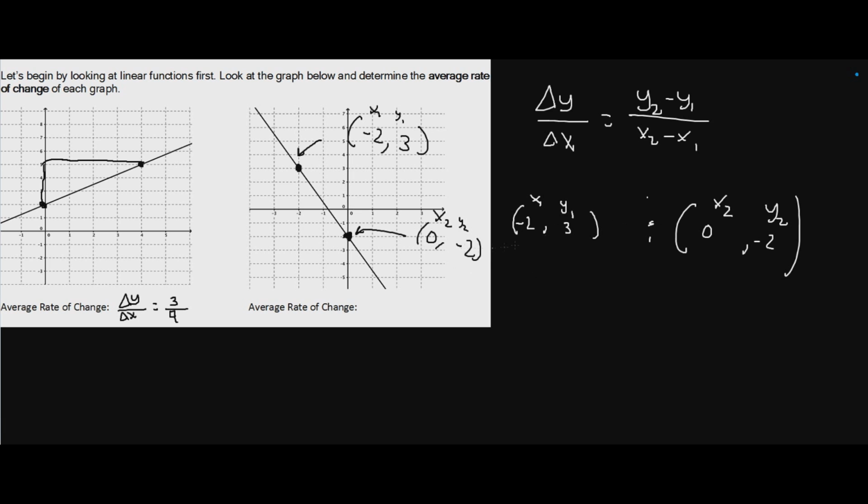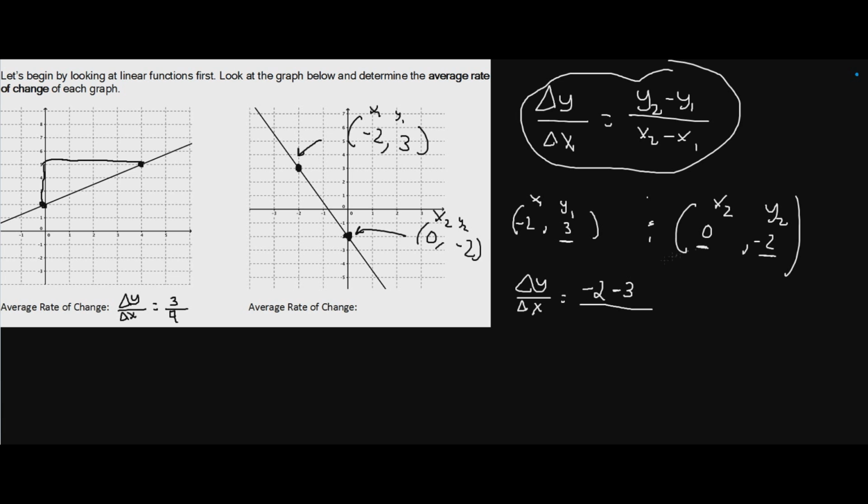And if I want to find my rise over run, well, I just do delta y over delta x is equal to, we already have the formula right up over here. So y2 minus y1, well, this is y2, so -2 minus, well, y1, which is 3, all divided by x2, 0, minus, well, be careful because this is a -2, so minus -2. Maybe I'll put parentheses just to be careful. -2 minus 3 is -5. Over, well, this becomes a +2. So that means that this graph, the rise over run, my average rate of change is -5 over 2.